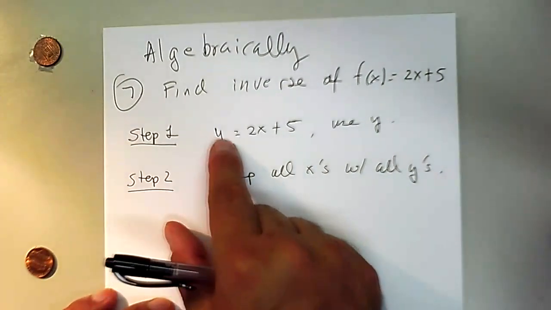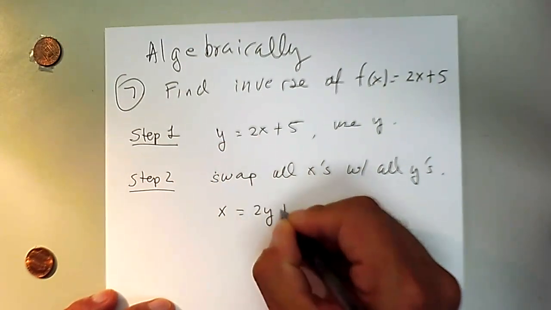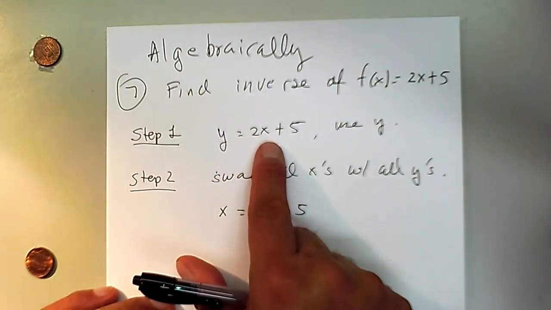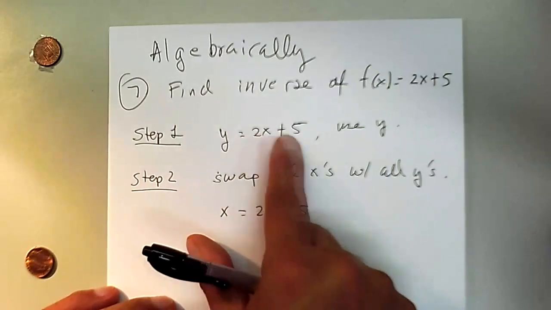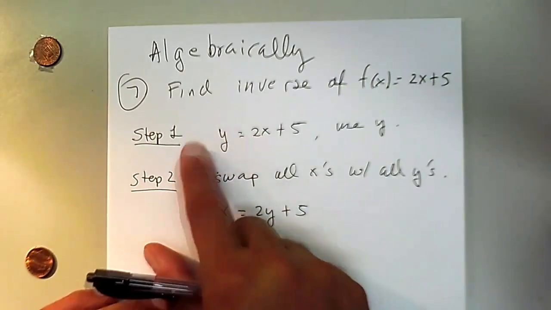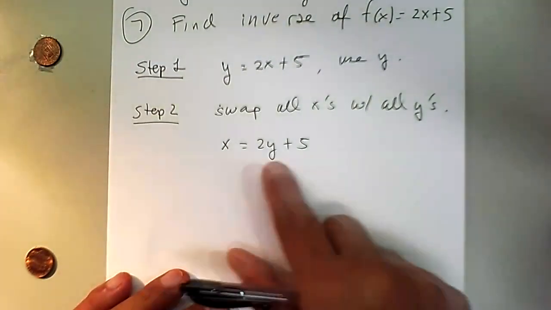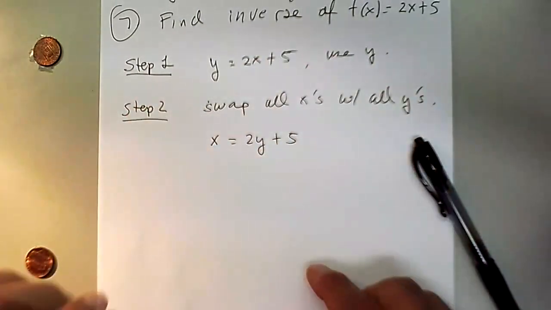So instead of having y equals 2x plus 5, we're going to have x equals 2y plus 5. Just everywhere where you see an x, write a y. Everywhere where you see a y, write an x. If there are two x's, put two y's. If there are two y's, put two x's. There we have it. That is already the inverse, because the inverse swaps the x and the y.